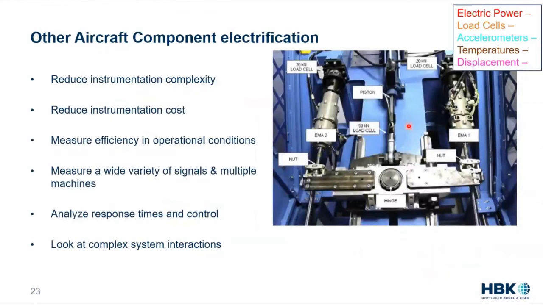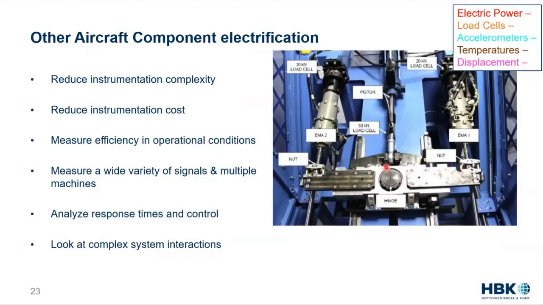Now, it'd be a shame if I neglected all the other elements of aircraft that are electrifying. So if we think about things like actuators, I've presented on this topic before, but this is an electric actuator test where there were 2 electric actuators, each of them being a 3-phase machine, with a load cell for each, and a load cell for the load. So we have 3 load cells, 6 power measurements. We have accelerometers, displacement sensors, and we're really looking at a wide variety of things.